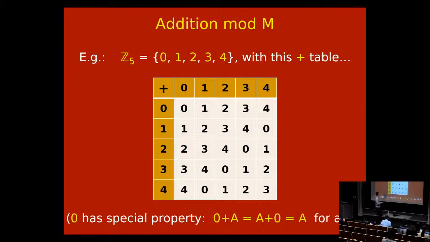And just a quick reminder, in this world, 0 has a very special property. It's the thing that, if you add it to a number, it doesn't change the number. So 0 plus a is the same as a plus 0, it's a.